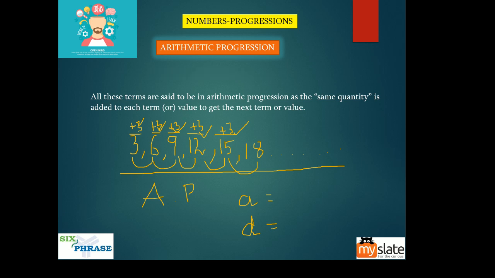Any series starts with a number, right? Here we start with 3. So A is 3. The first term in a series is always A. Now D is nothing but the constant difference: plus 3, plus 3, plus 3. To go from one term to another term, you increase it by 3, and that will always be equal for all the terms.